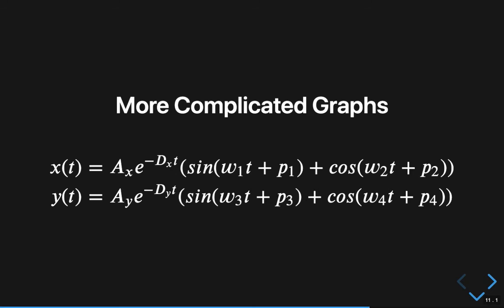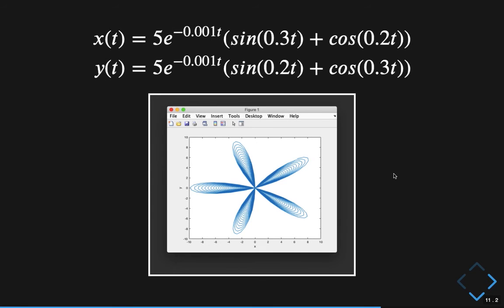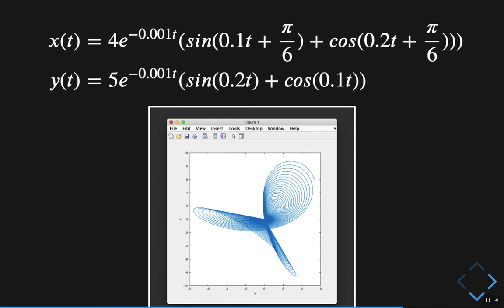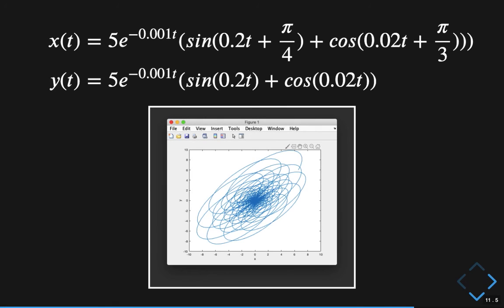And let's see some more complicated graphs. We add the cosine function into the equations. This and this and this.